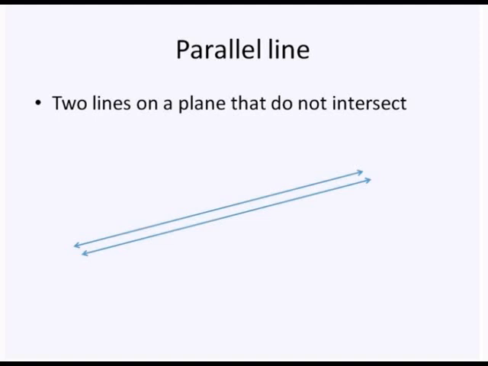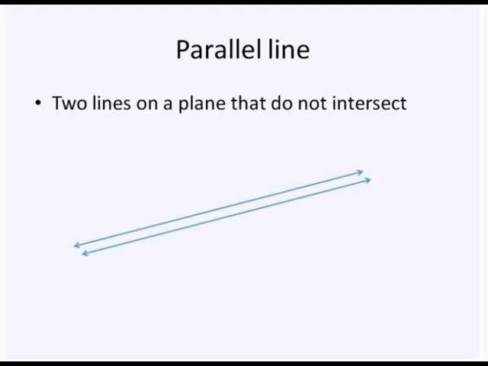Next, parallel lines and transversals. Parallel lines are two lines on a plane that do not intersect. They travel next to each other, maintaining the same distance between them to infinity. Notice that the lines are on the same plane.